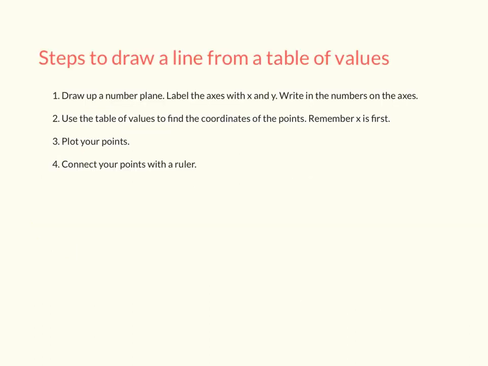So let's go over the steps to draw a line from a table of values. So the first step is to draw up a number plane, and that means labeling the axes with the X and the Y and writing the numbers on the axes. The second step is to use the table of values that you've been given to find the coordinates of the points, remembering that X is the first one. So it's on the top of the table of values and it's the first coordinate. Then we plot our points, and finally we connect the points with a ruler or other straight object, making sure we put an arrow on either end of the line.